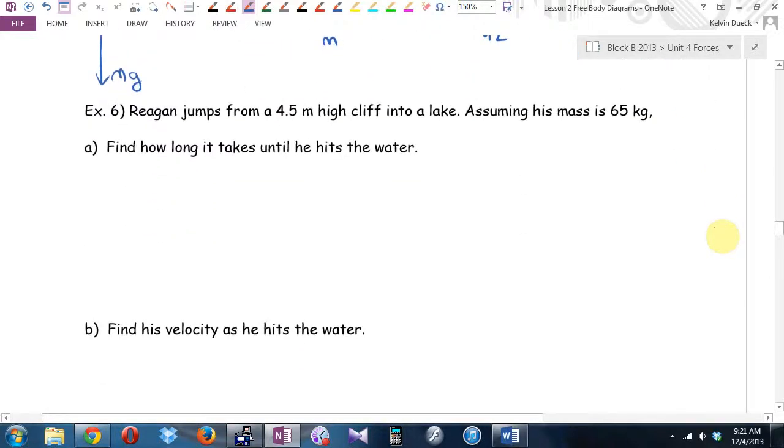Regan jumps from a 4.5 meter high cliff into a lake. Assuming his mass is 65 kilograms, A, find how long it takes until he hits the water. What's A asking me to find? Time? Okay, I can do that. I think I just moved into last unit, distance, velocity, acceleration, where down is always negative. What else do I know?